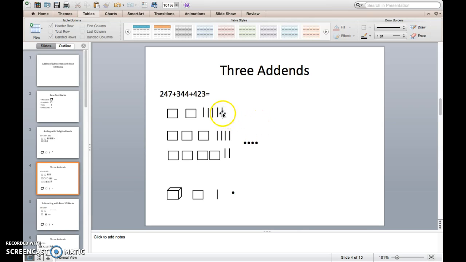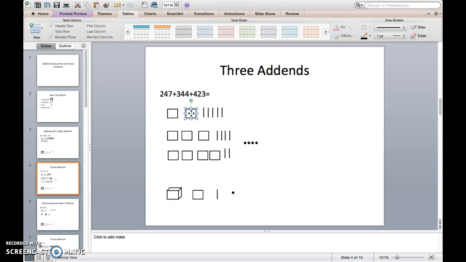So now I have an additional 10 line, and now I'm going to add the 10s. 1, 2, 3, 4, 5, 6, 7, 8, 9, 10. So since I have 10 lines, that would make 100.